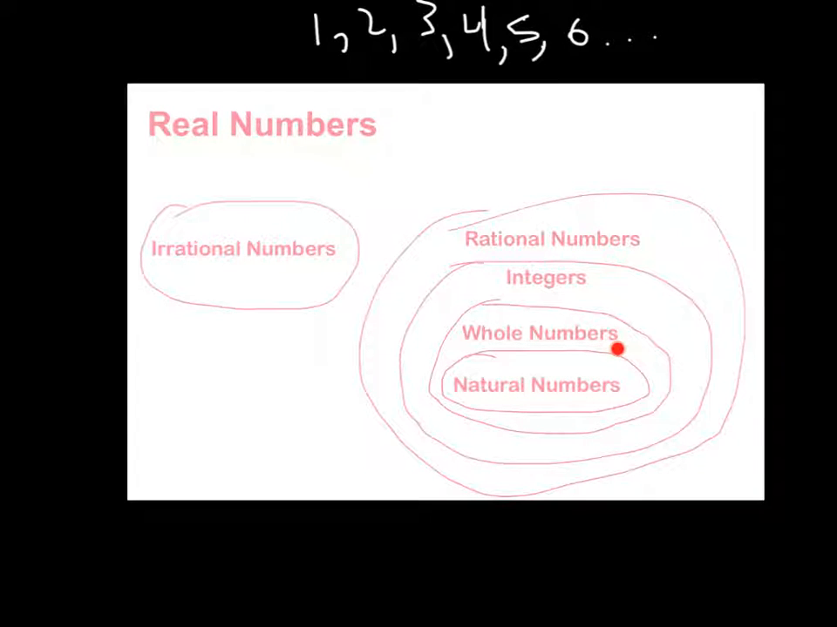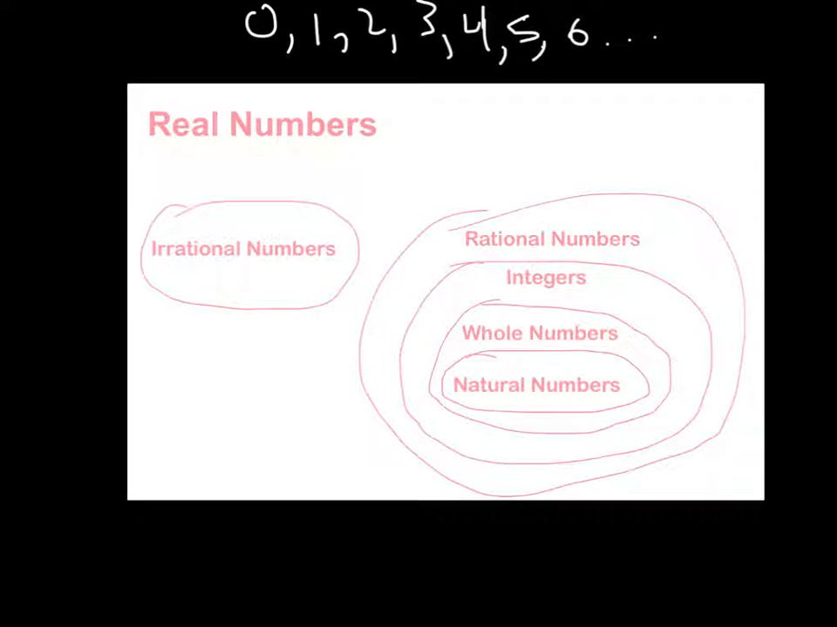Whole numbers are all the natural numbers. That's why the whole number circle goes around the natural number circle. They are going to be all of those natural numbers plus the number 0. That's the extra whole in the whole number.